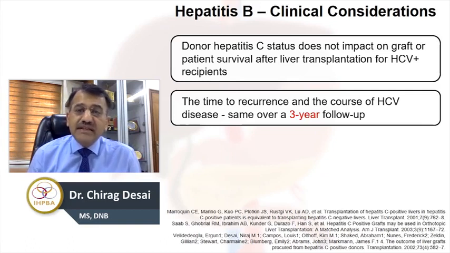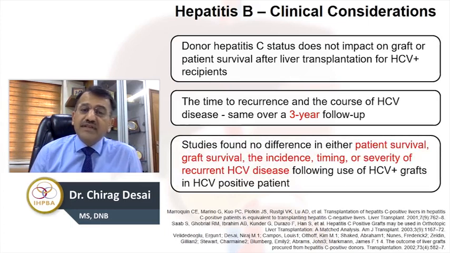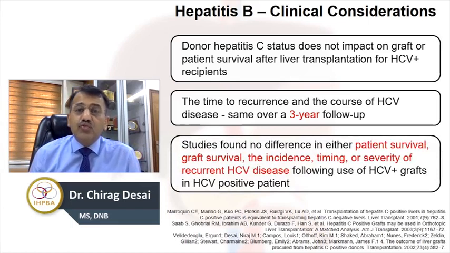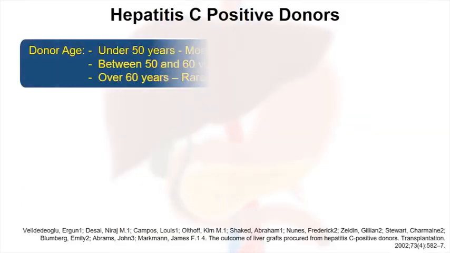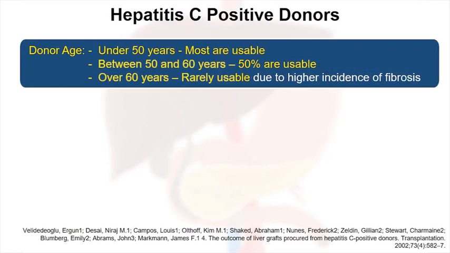So the hepatitis C recipient does not show any difference whether their liver was hepatitis C positive or not. Studies also found no difference in patient survival, graft survival, or the incidence, timing, and severity of recurrent HCV in those who had hepatitis C positive grafts and hepatitis C positive recipients. So, if you talk about donors with hepatitis C positivity, most under 50 are usable. Between the ages of 50 and 60, 50% are usable, while above 60 years, most are not usable because of the presence of associated fibrosis.